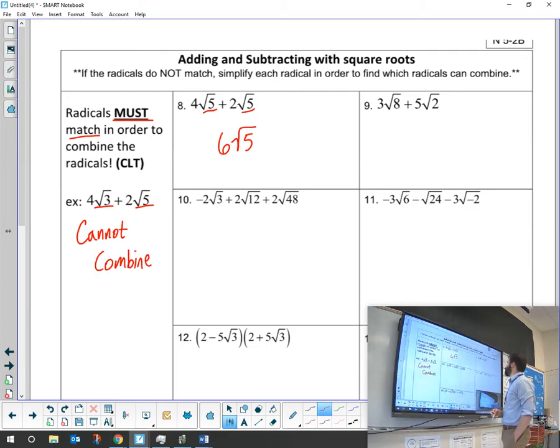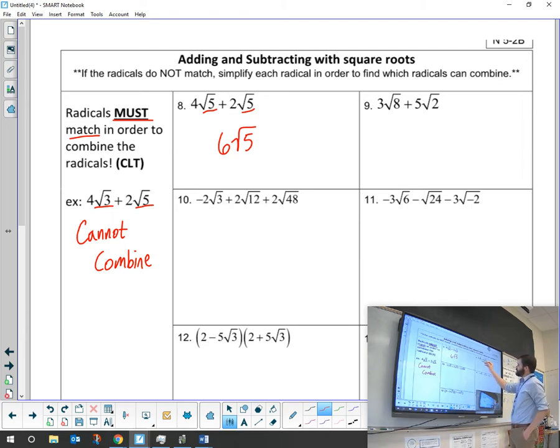Okay, all right. If we look at number 9, we start off and say, oh, those two can't combine, we're done. However, a big part of today is going to be simplifying one or both, and then seeing if, once we simplify, maybe they can combine. Then maybe they're like terms, okay?